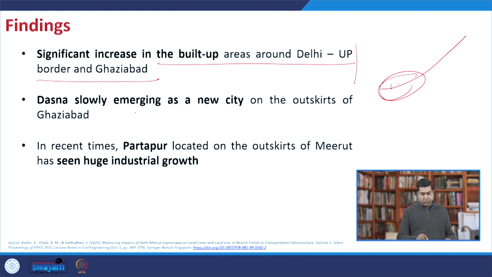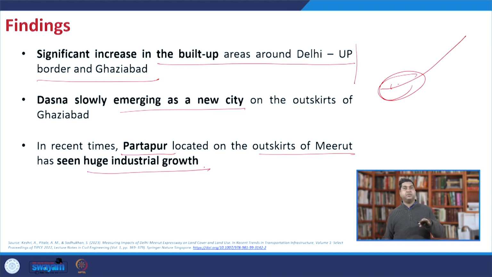Thus, slowly emerging as a new city outskirt of Ghaziabad. In recent times, Partapur, located on the outskirts of Meerut, has seen huge industrial growth. So these are the main observations on that.